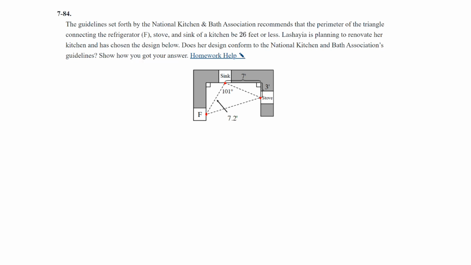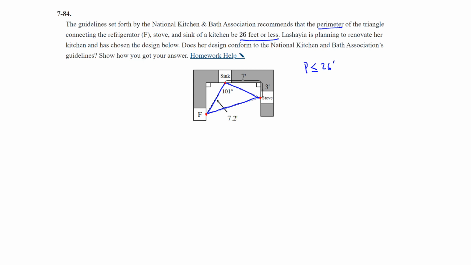So take a look at the diagram. What is it that you have, and what is it that you need to find? Remember, we're looking at the perimeter of the triangle that is connected. You can see it in the dotted lines. So we know that we're looking for the perimeter of this triangle, and we need it to be less than or equal to 26 feet.